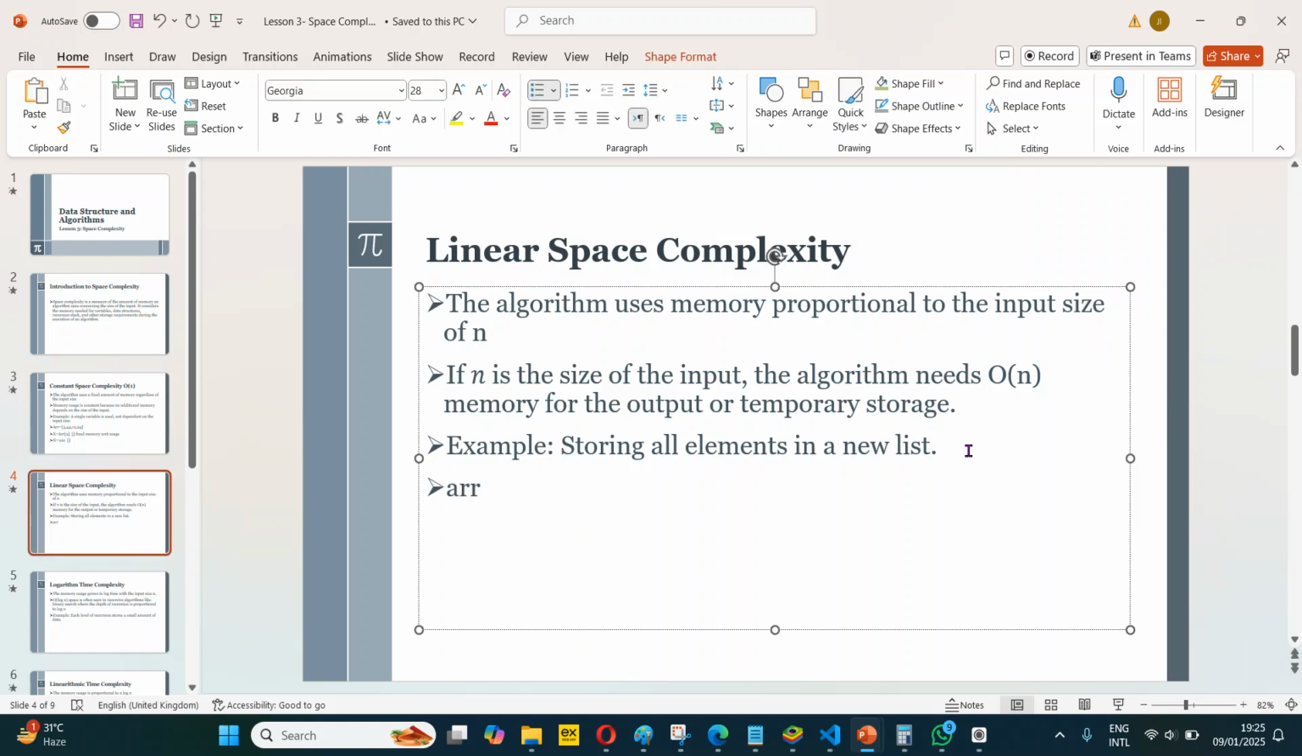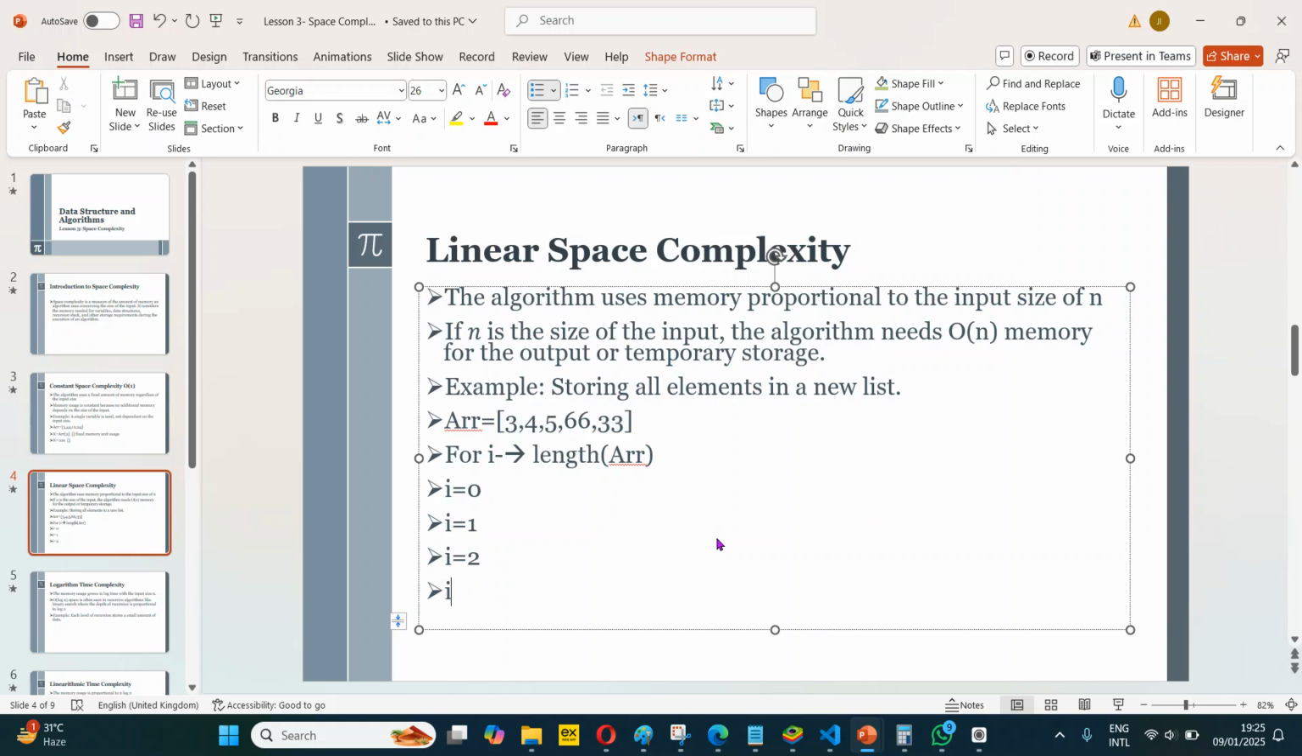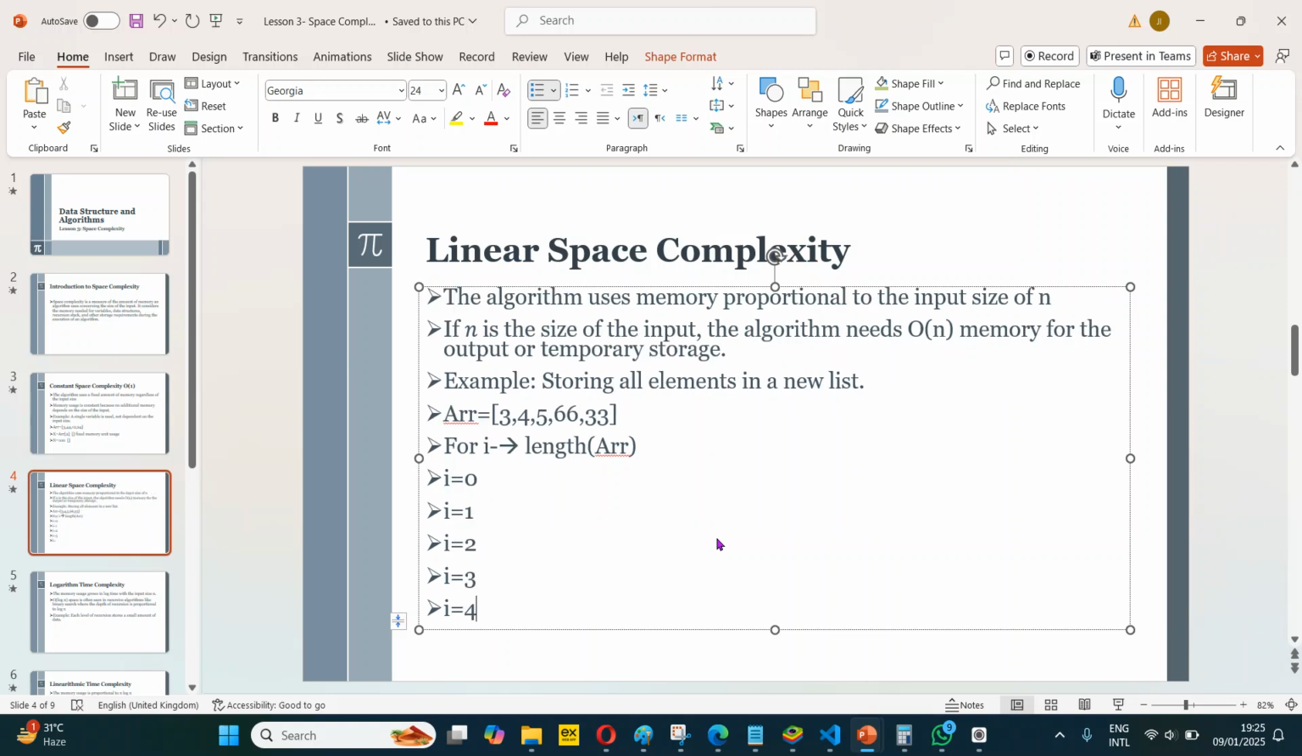Let's assume we have a variable and we have items in the list. We have a total of 1, 2, 3, 4, 5 items in the list. I want to loop for i up to the length of the array, which means that I will go through 5 times: i equal to 0, i equal to 1, i equal to 2, i equal to 3, and i equal to 4. So I will iterate 5 times.